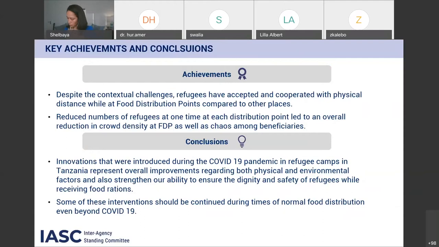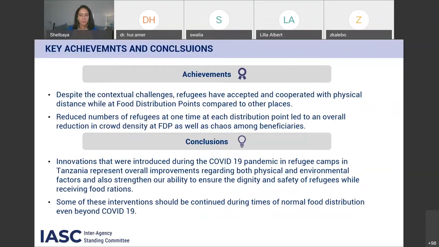Another one is that the reduced number of refugees at a time at each distribution point led to an overall reduction in crowd density at the food distribution point, as well as chaos among beneficiaries. In fact, it has really contributed to peace among the beneficiaries. Also, the beneficiaries are quite impressed, they are quite happy. Even some of them are recommending the system to be maintained even beyond COVID-19.